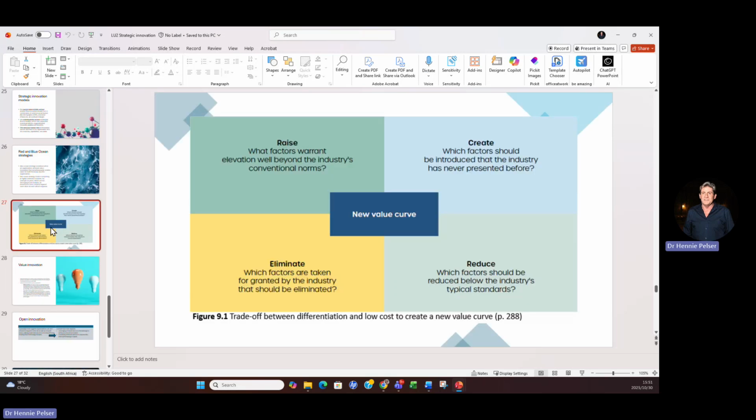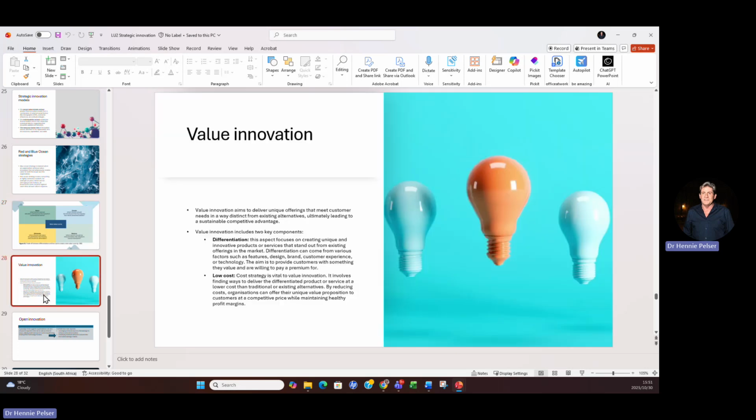Yeah, it could be this one as well. So have a glance at that. I think I took that straight from the textbook, because the idea is that they're creating, reducing, eliminating, and raising in terms of the different elements of that, and then link it to the case study as well. It could also be a little bit of value innovation.